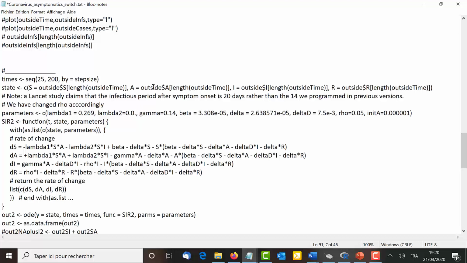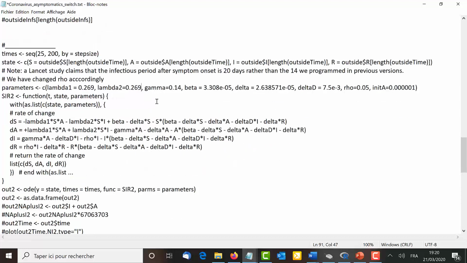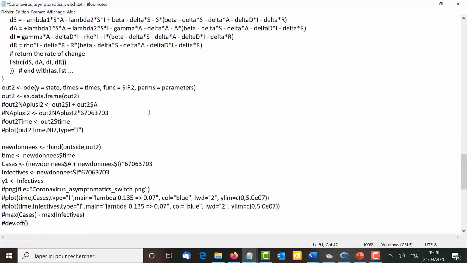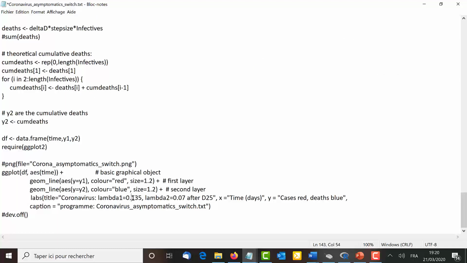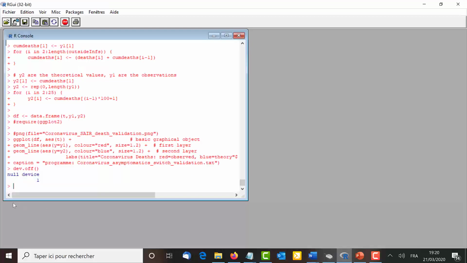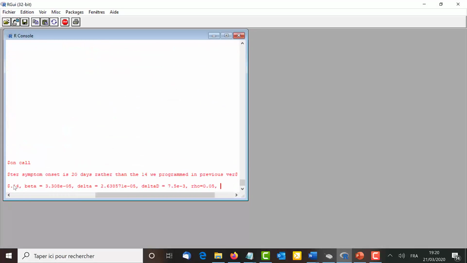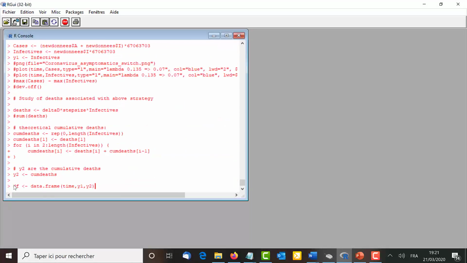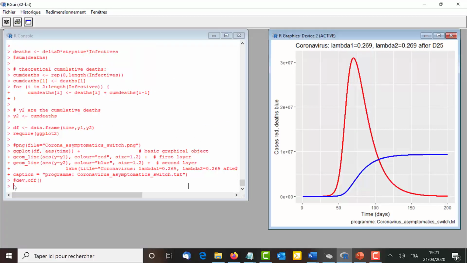And just to see what's happening in the whole curve, if I didn't have any influence whatsoever, I could leave the 0.269 in there like that and go down here, and in my title I've started with lambda 1 as 0.269, and I've not done anything after day 25. So there I can copy this and paste it into R again to see what this predicts for my whole history between day 0 and day 200.